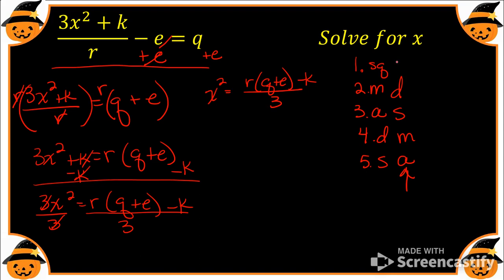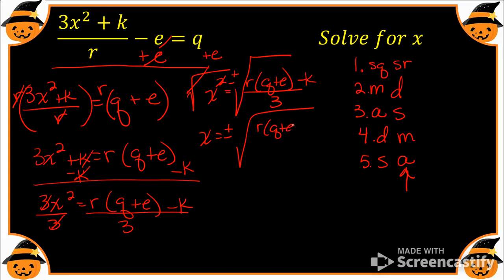And then we're going to undo squaring by square rooting. So when I take the square root, that undoes squaring. And then I'm going to remember we need a plus or a minus. So make sure you have your plus minus, and this entire expression is underneath the radical. And that's your final answer.